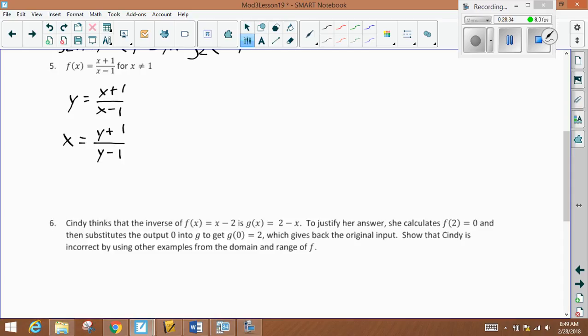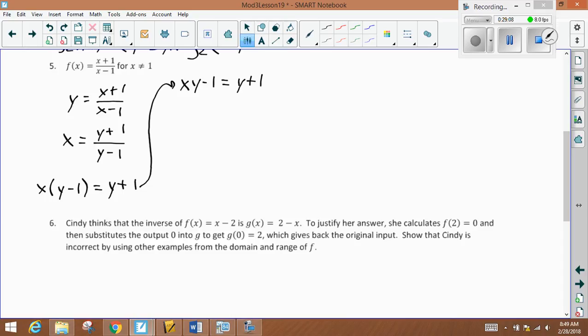This is going to be tricky. I'm going to multiply both sides by y minus 1. So I have x times y minus 1 equals y plus 1. I'm going to go ahead and distribute that x. So I wind up with xy minus x equals y plus 1. What are we doing? We're solving for y. It is so weird, right?